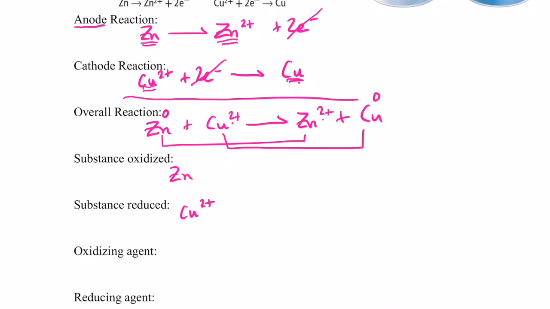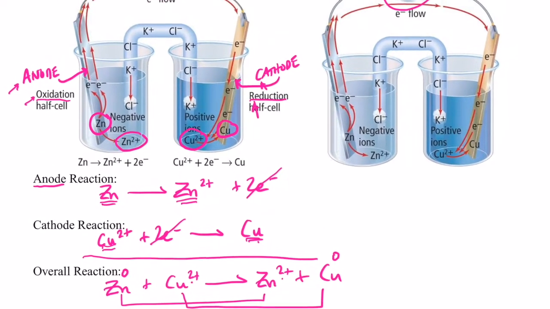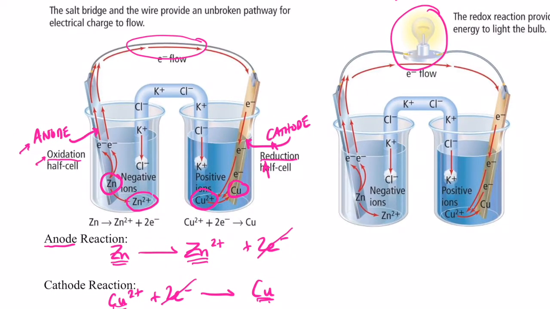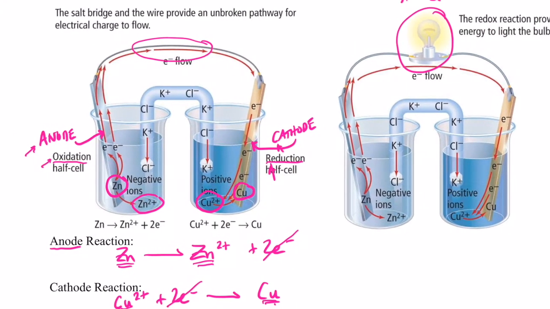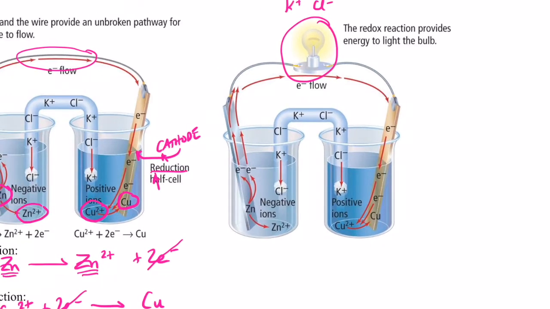The oxidizing agent is the species reduced, so that would be copper 2 plus, and the reducing agent is the species oxidized, and that would be zinc metal. Now, before we turn the page, I want to look a little bit more at these cells, these batteries. Let's look at this one where they're lighting up the light bulb.